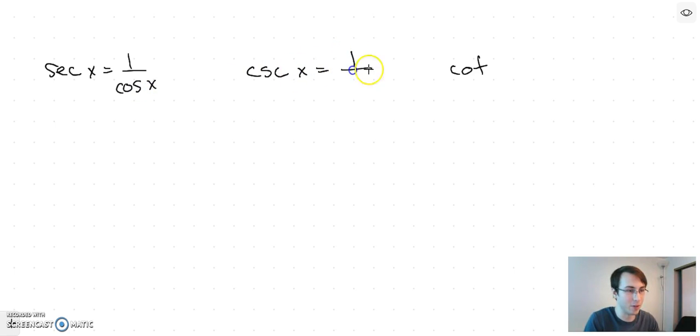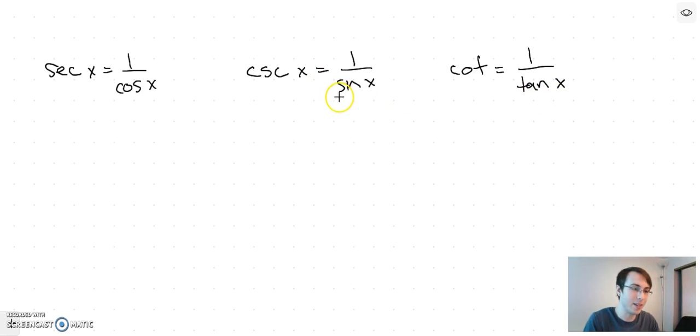Let's talk about some other trig functions: secant, cosecant, and cotangent. I personally think they're kind of pointless, because secant of x is just equal to 1 over cos of x. Cosecant of x is just equal to 1 over sine of x, and cotangent of x is just equal to 1 over tangent of x.